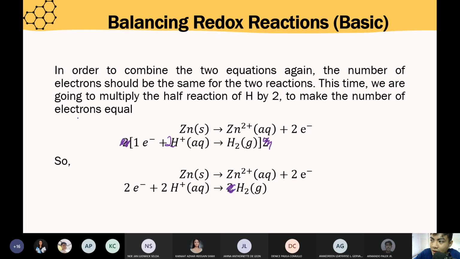Okay? Paano, sir? Kunwari, 3 electrons dito, 2 electrons doon. Kunin mo LCM niya. Ano LCM ng 3 and 2? 6. Basically, yung taas na equation, multiply mo sa 2. Yung baba, multiply mo sa 3.